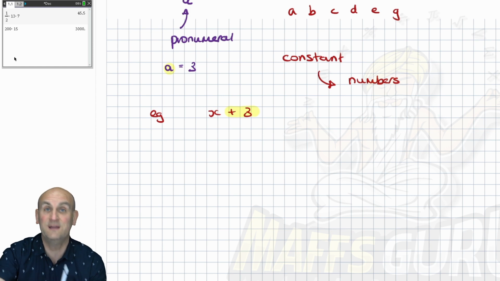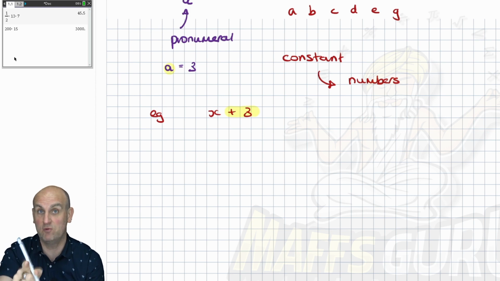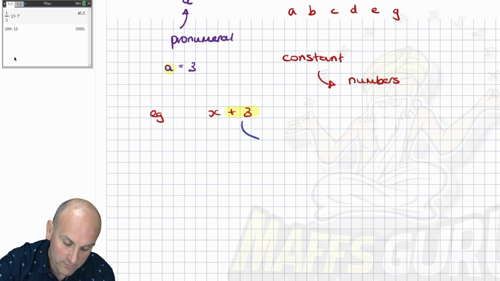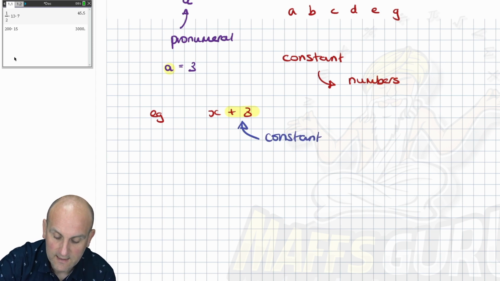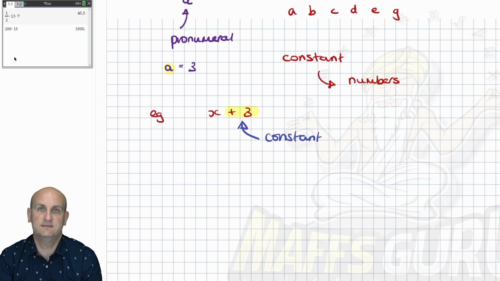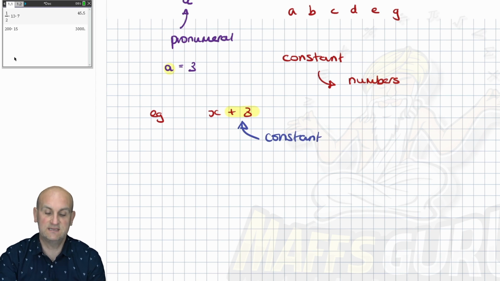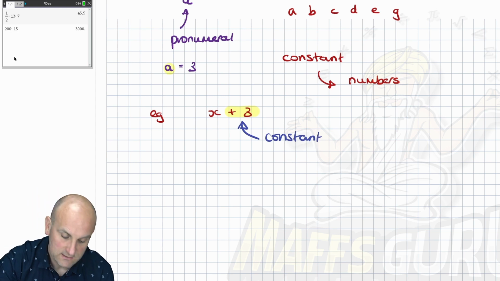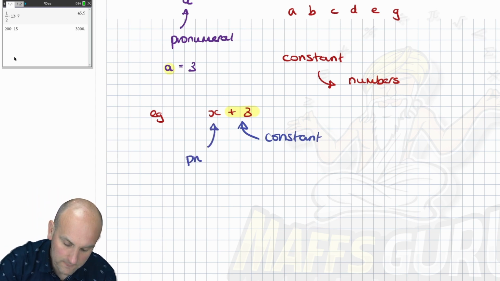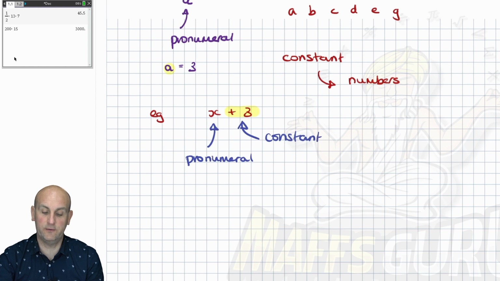Now notice I've highlighted the plus as well. Really, really important in algebra. So this thing here is the constant. It doesn't matter what the value of x is. That plus 3 stays as plus 3 in every single question, yes? So here is my pronumeral and there is my constant.